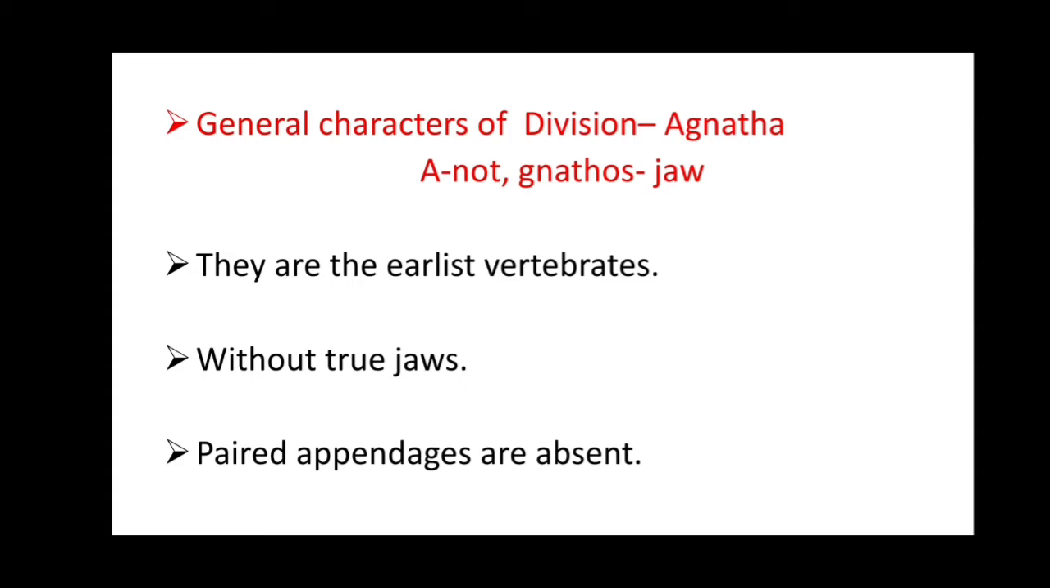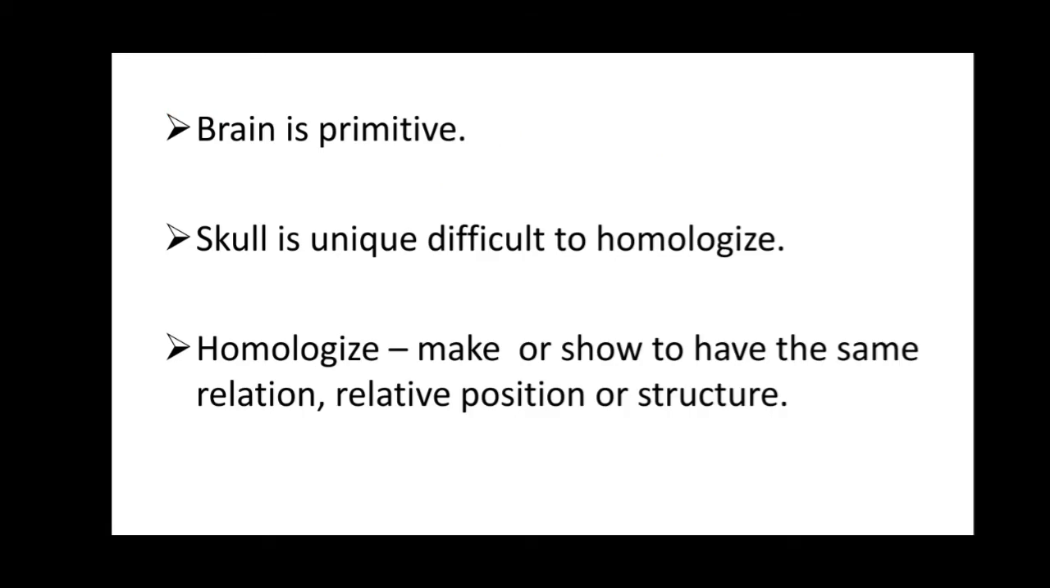As we know, here the brain is primitive and the skull is unique and difficult to homologize. The head is covered in a solid shield made up of broad bony dermal plates. That's why the skull is difficult to homologize. What is meant by homologize? To make or show to have the same relation, relative position or structure. So we cannot compare this skull with other skulls.